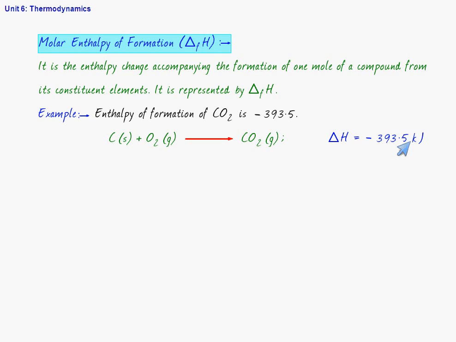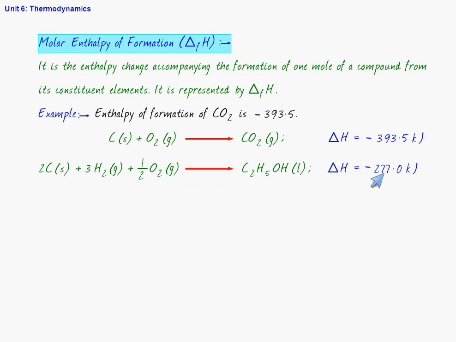Similarly, in case of ethyl alcohol, you can see 2C solid plus 3H2 gas plus half O2 gas gives C2H5OH liquid. Now here delta H is equal to minus 277.0 kilojoule. This minus 277.0 kilojoule is the enthalpy of formation of ethyl alcohol. Why? Because in this case 1 mole of ethyl alcohol has been formed.